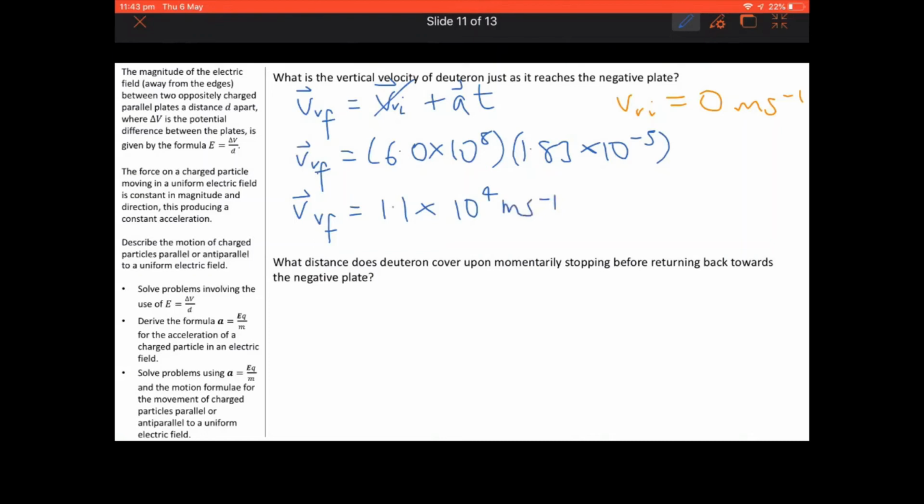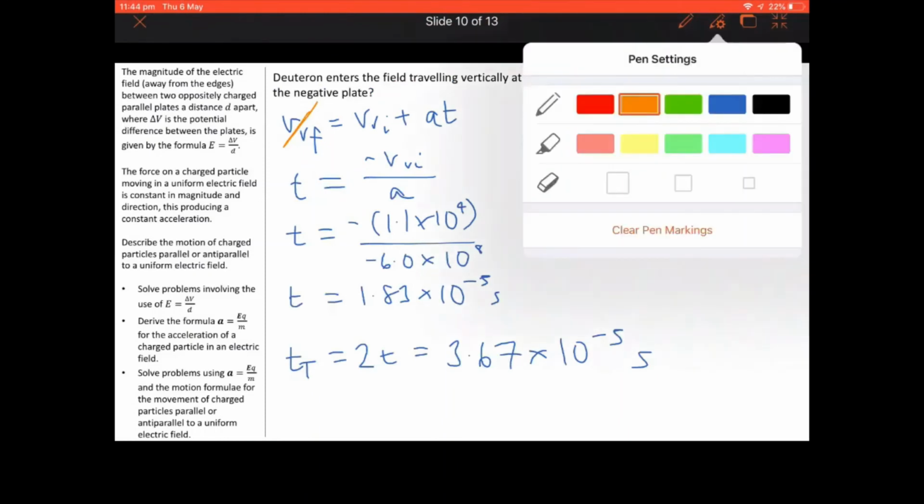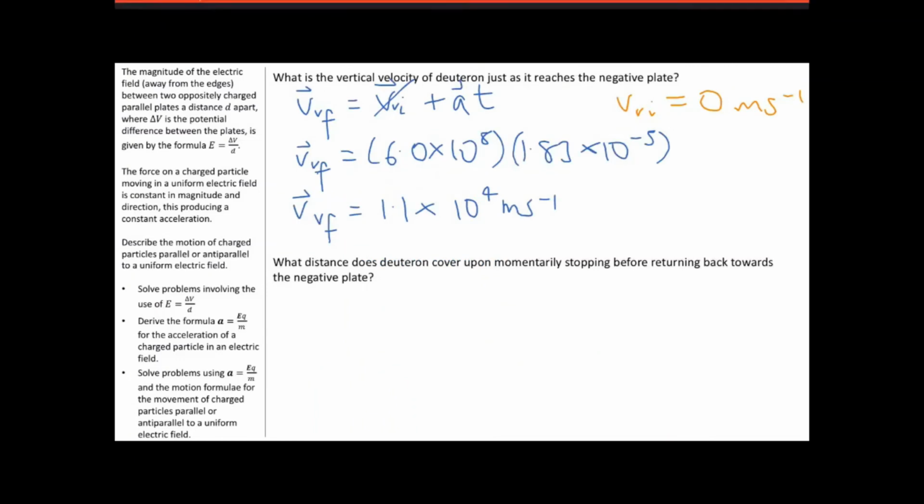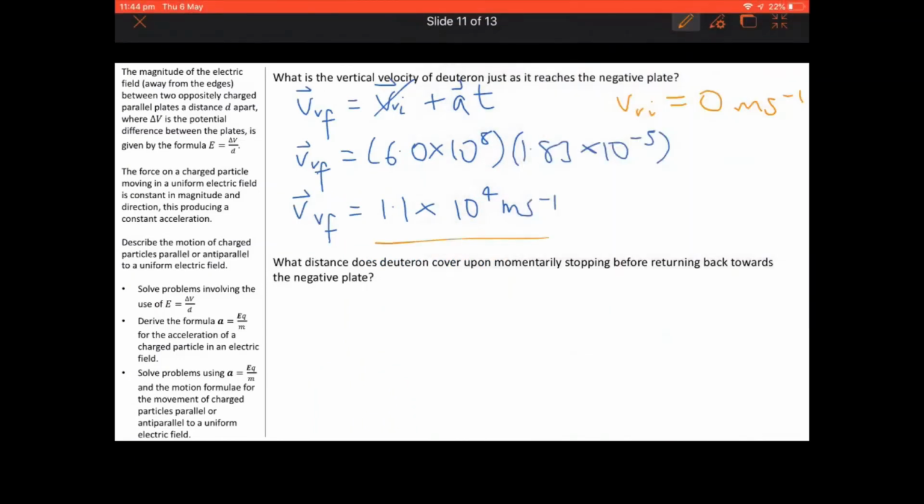This is kind of similar to projectile motion where the velocity going up, if it's at the same displacement from the ground, then the velocity will be the same coming back down. So if we recall, this was our initial vertical velocity. So they're the same. The last question is asking, what distance does the deuteron cover upon momentarily stopping before returning back towards the negative plate? So how far does it go before it stops and turns around?